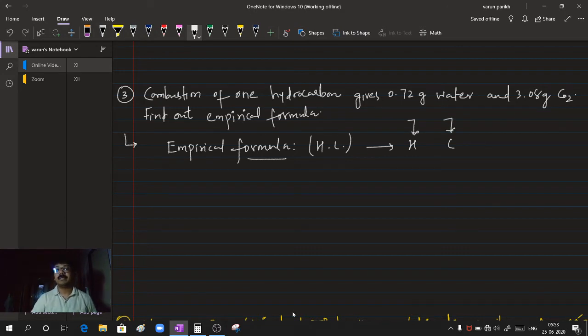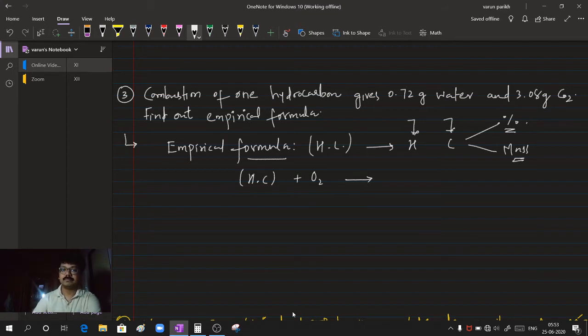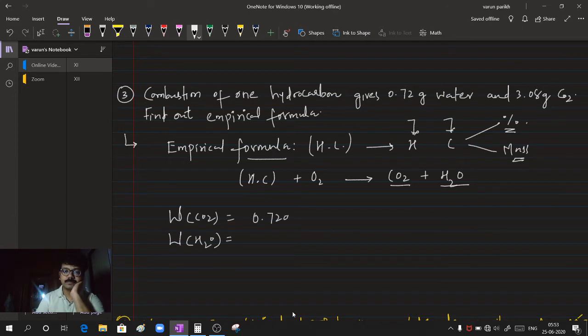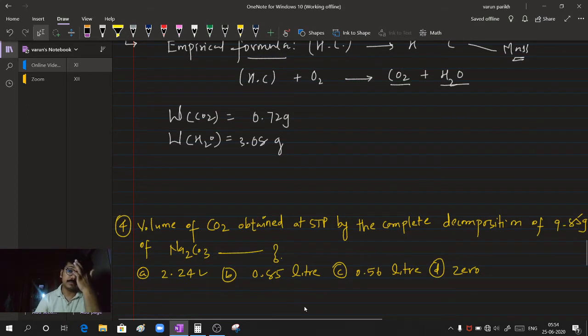Now either we require the percentage or directly we require the mass of this carbon and hydrogen which is present in this hydrocarbon, but we are given neither. But the reaction is given, when this hydrocarbon combusts in presence of oxygen. Obviously there would be only two products, CO2 plus H2O, along with heat released. So the mass of CO2 produced and the mass of H2O is given. This 0.72 and this is 3.08 gram is given.